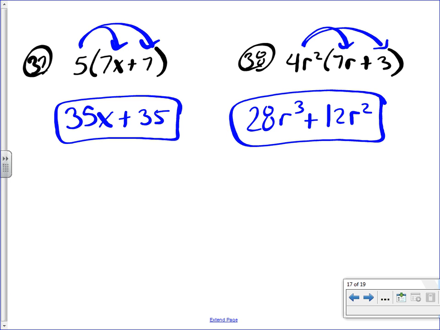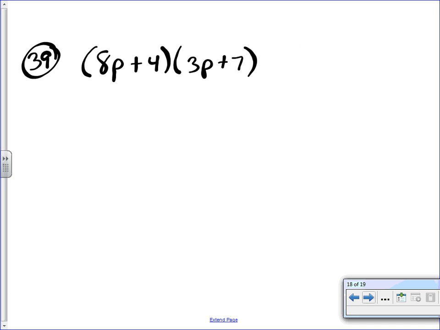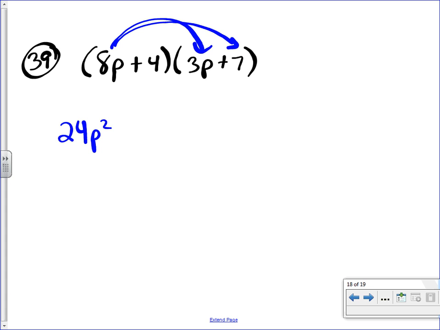Alright, let's go ahead and do one last one. Let's do number 39. For number 39, we're going to have to use something called FOIL, which is just distributive property twice. We're going to multiply 8p times 3p, which is a 24p squared. 8p times 7. What's 8p times 7?